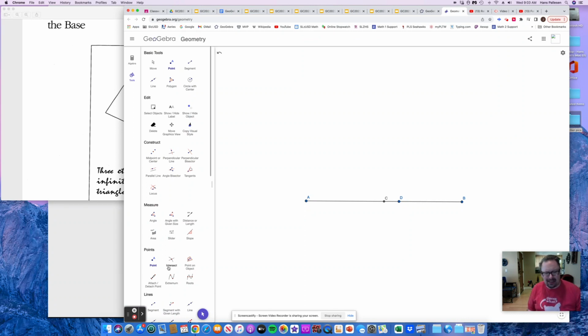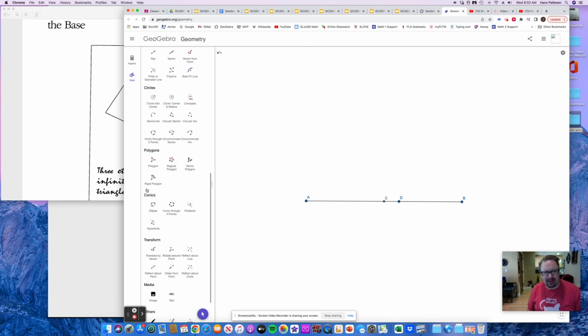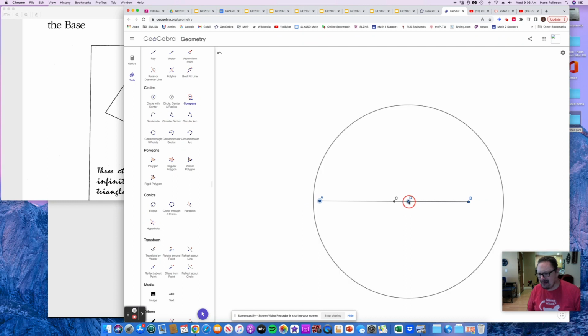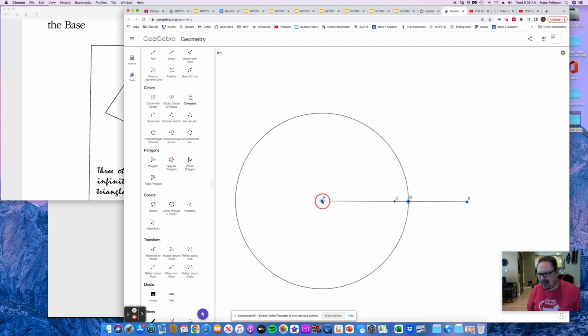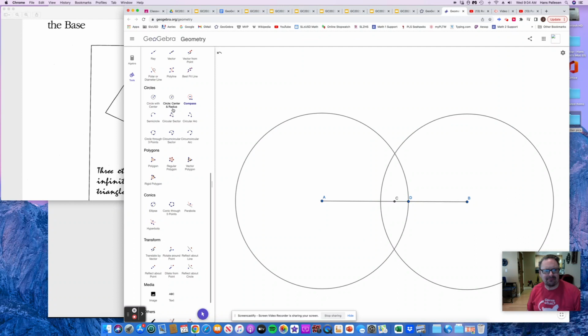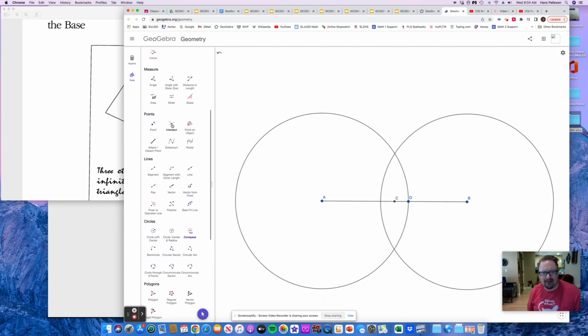Okay. So we'll use the compass. And here it is. We'll measure from A to D and put that circle on A. And then we'll go from A to D and put that circle on B. Now, where those circles intersect, that is our intersection point.